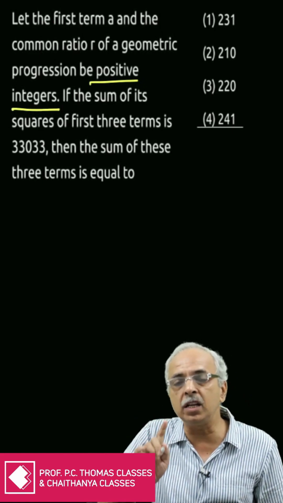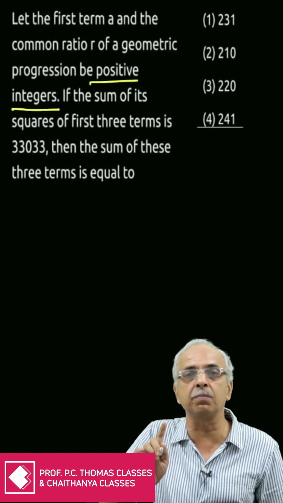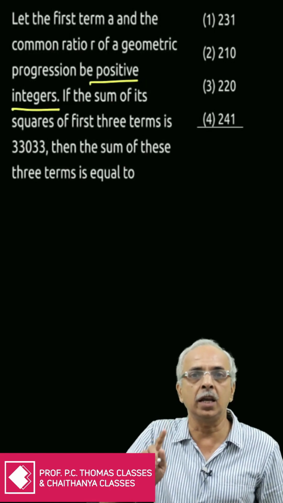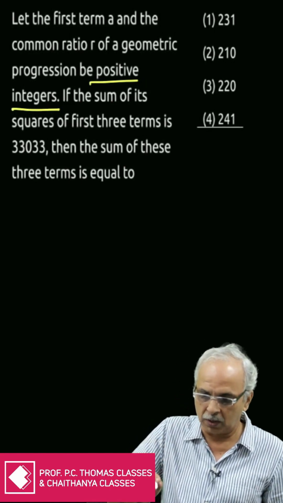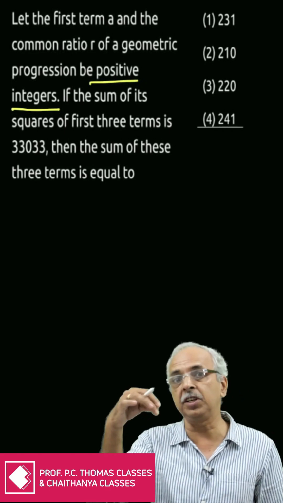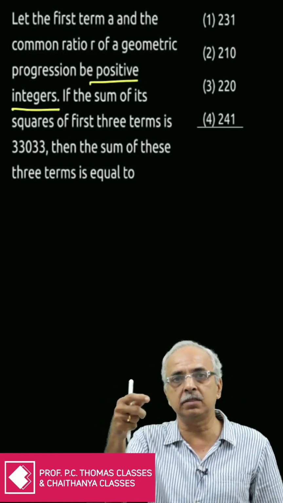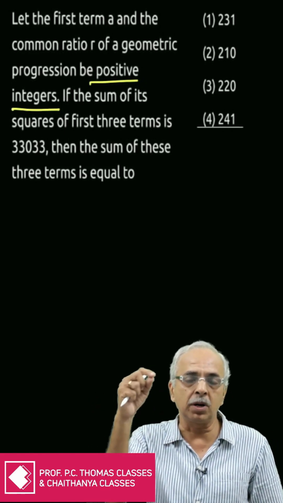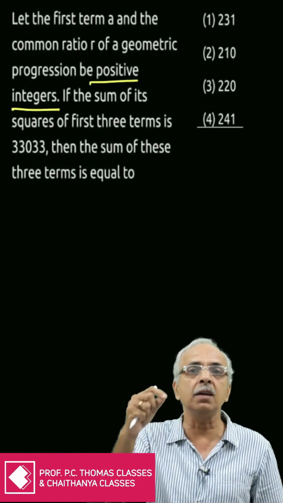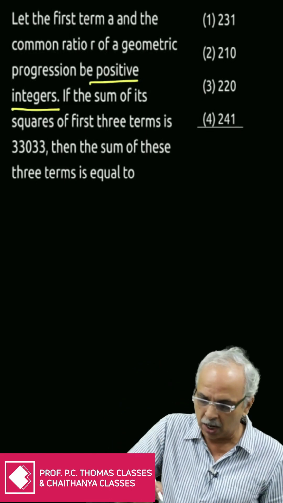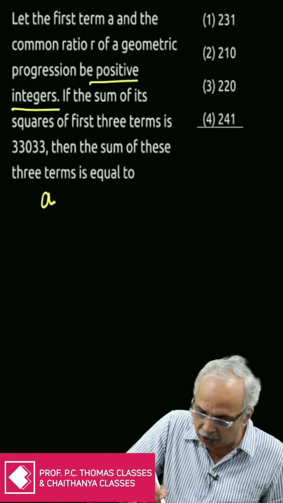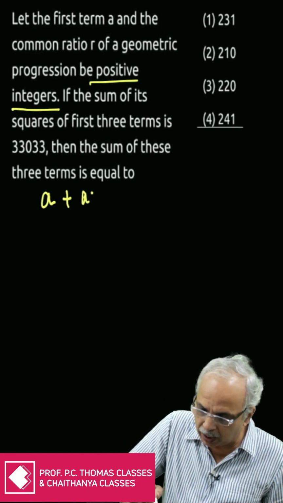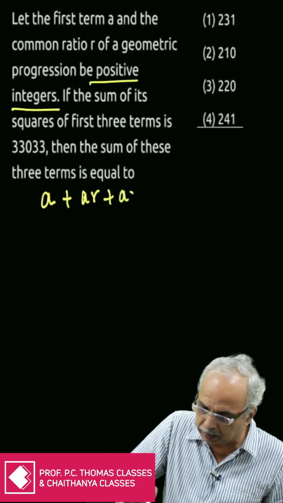You know, any three terms of a geometric progression can be written as A by R, A, AR. But the first three terms you can write as A, AR, AR square. But you are asked to find the value of A plus AR plus AR square. That's the question.